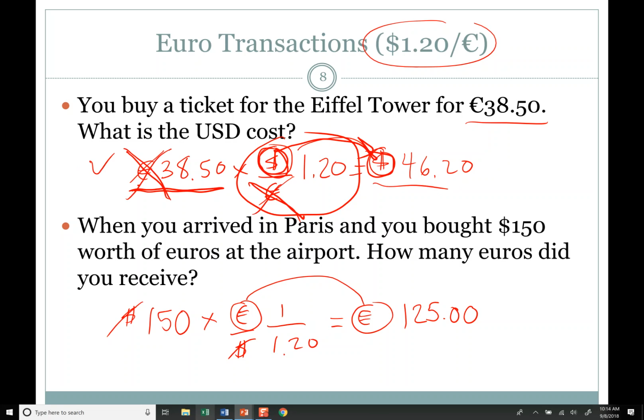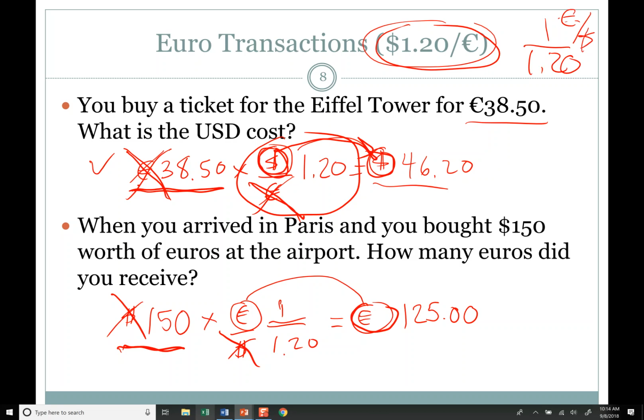But what if you do it the other way around? What's the euro cost of $150? Say you go to the airport and you want to exchange $150 for euros. How many euros do I get? Well, in that case, you start with dollars. You want to get to euros. The only way to get there is to use a euro per dollar exchange rate. You're quoted $1 per euro exchange rate, so it must be 1 over 120 is the euro over dollar exchange rate. So I need to divide.